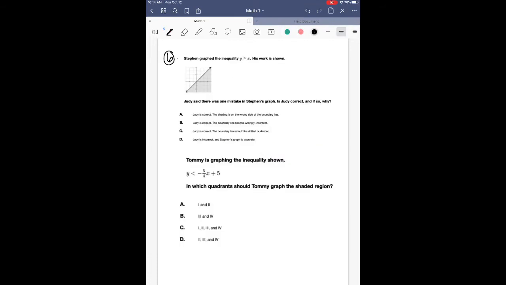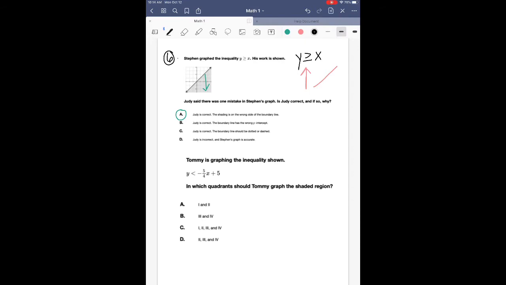Number 6. It says for number 6 that Stephen graphed the equation y is greater than or equal to x. Judy said there was one mistake in Stephen's graph. Is Judy correct? If so, why? So for this particular problem, we would need to be shading up, and we would need it to be solid. And so without any other explanation, I can see I have a solid line, but he shaded down. So I would have to say that Judy is correct, that there was a mistake, and she was correct that the shading was on the wrong side.